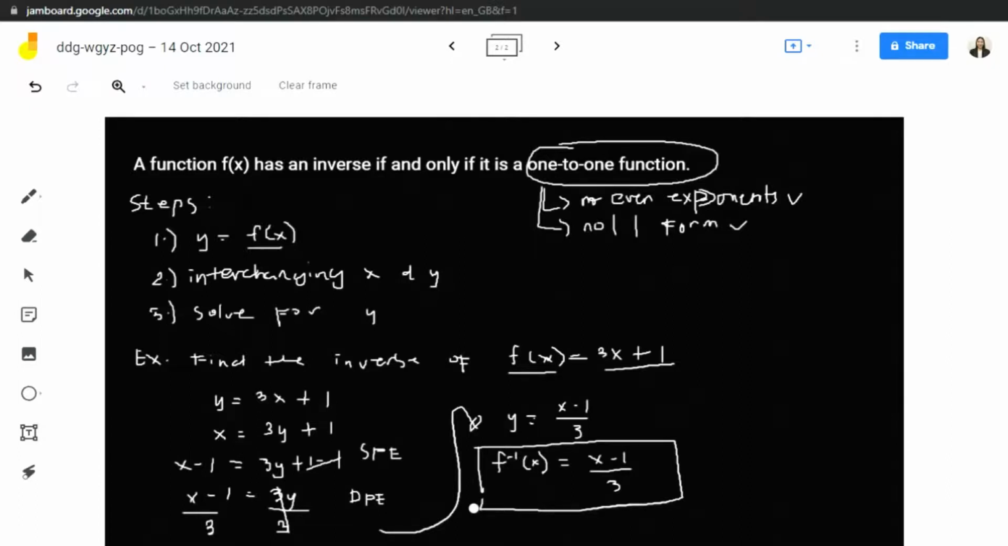Also, you might be wondering why I haven't checked the function. This is already one-to-one because first, the exponent is 1 and 1 is odd. Second, there is no absolute value form. Now let's have a few more examples.